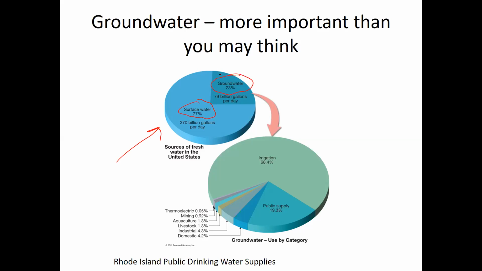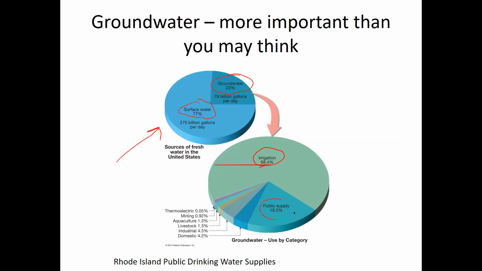But what makes groundwater so important is what we use it for. You see that we use the majority of the groundwater for irrigation. And what does that mean? We use it to grow our crops. So whenever you go to the grocery store and you see all the produce, all the fruits and vegetables, and even the grains, the rice, and so forth, that food was grown mostly using groundwater. If it wasn't for groundwater, we wouldn't have the water necessary to grow all that food. So it's extremely critical.